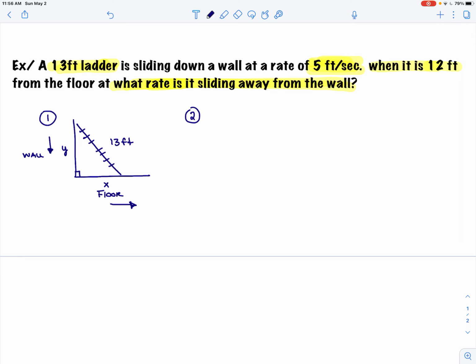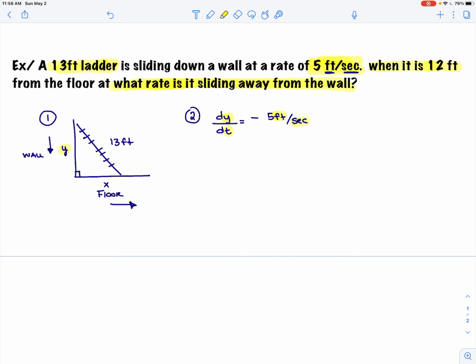Step 2, I want to write down everything that I'm given and everything that I want, but in terms of the variables that I've defined in step 1. So what I know is that the change in Y with respect to T, see, feet per second. So dy/dt is moving down the wall, so I'm going to make down negative, at 5 feet per second. Do you see how Y is in feet and T is in seconds?